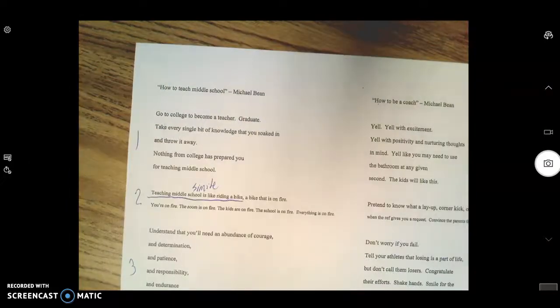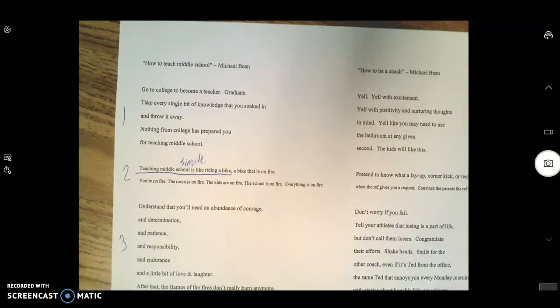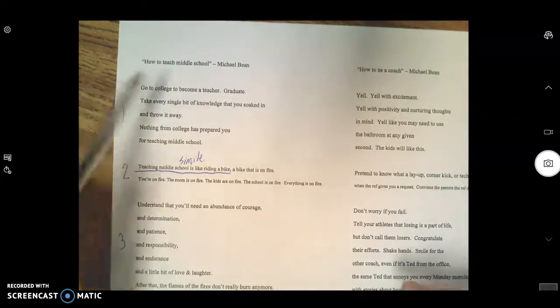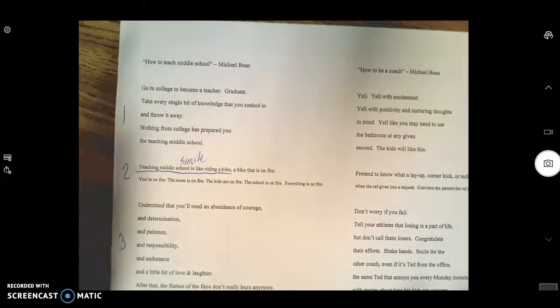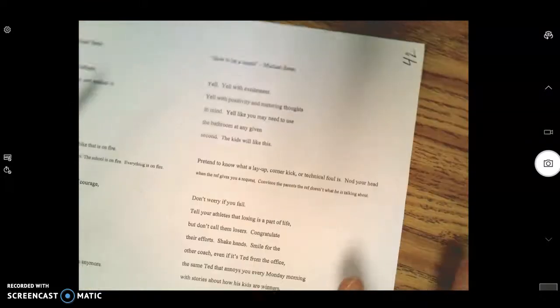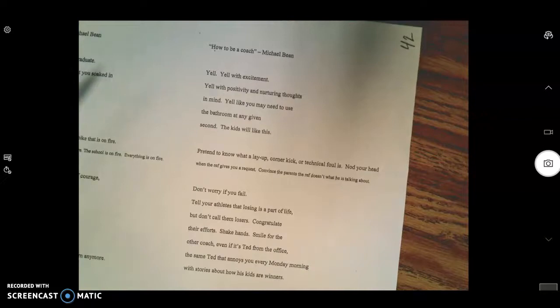There we go. Everybody cool? Again, we don't need to analyze this for deep meaning because I'm telling you how to do something 527. How to do something 527. Look at how to coach or how to be a coach.